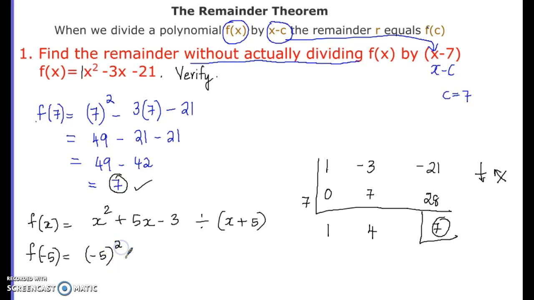Negative 5 squared, or you can think about substituting x as negative 5. Instead of x, I'm substituting negative 5, minus 3. So when I square 5 here, I get 25, minus 5 times 5 is 25, minus 3. So here the positive 25 and the negative 25 will cancel, and my answer is negative 3. So that's my remainder when I divide f of x by x plus 5.